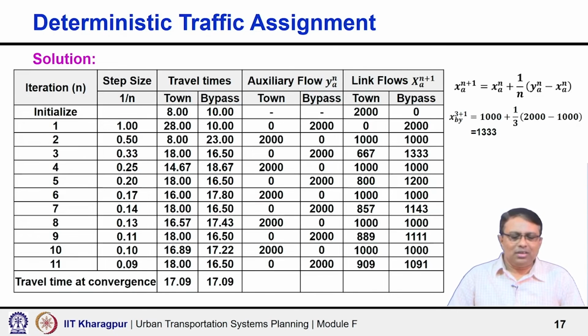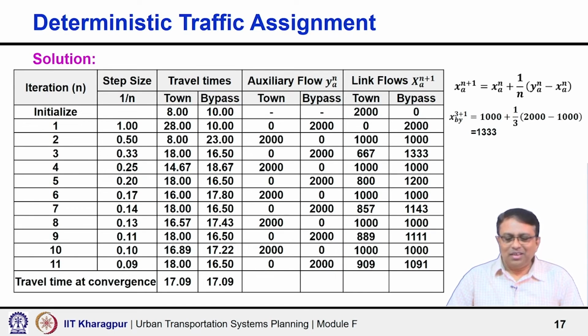We find that the town is 8, because it is 0 flow, and the bypass with 2000 flow becomes 23. So 8 and 23, that is iteration number 2. Where will the auxiliary flow go? The auxiliary flow will go along the shortest path, so just assign the whole 2000 flow there. But the actual flow, am I making it 2000? No, that is the link flow update. That is where the beauty is.